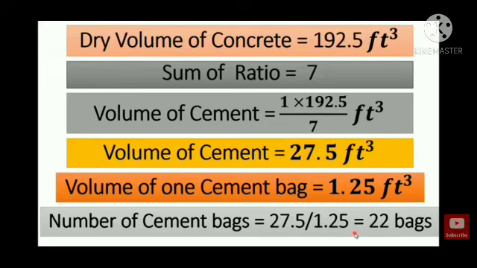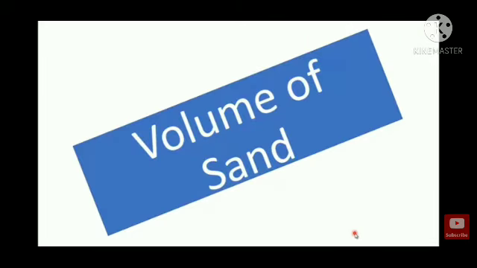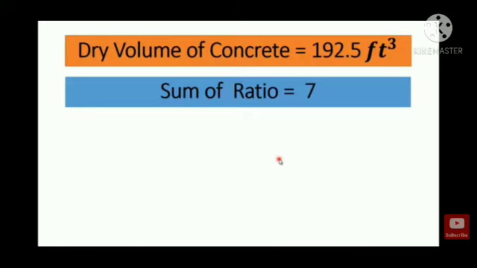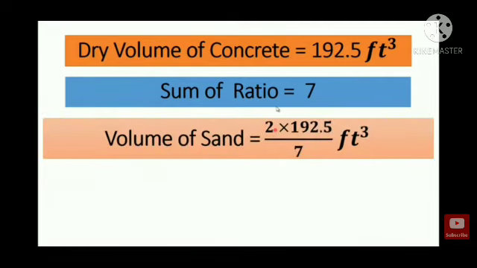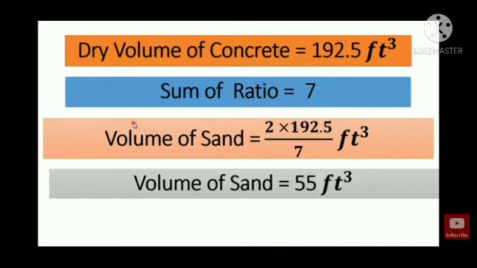Now we will define the volume of sand or fine aggregate. We will use the same method as for calculation of cement quantity, but we just change the content: cement is 1, fine aggregate is 2. Volume of sand equals 2 into 192.5 divided by 7 cubic feet. Volume of sand equals 55 cubic feet.